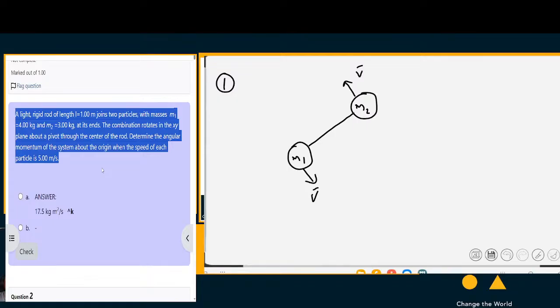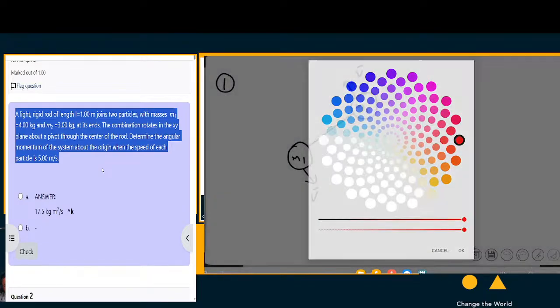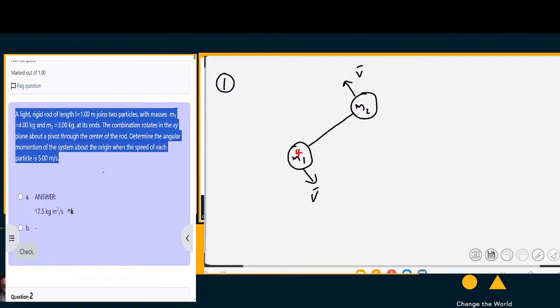So a rigid rod of length L, 1 meter, joins two particles with masses M1 is 4 kilograms, and the other one is 3 kilograms. So M1 is 4 kilograms. I'll write the 4 in a different color inside the block. So this one is 4 kilograms, and that one is 3 kilograms.